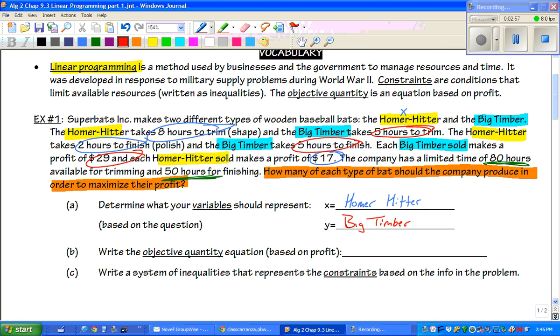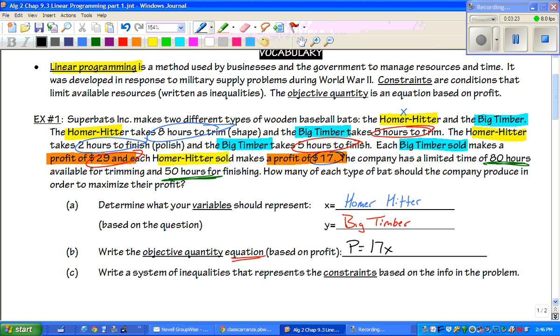Now, write the objective quantity, and it's going to be an equation based on the profit. So we have to go back and find where they are talking about profit. That's right here, when they're talking about a profit of 29 and a profit of 17. So the profit equals 17x plus 29y, because depending on how many of those bats they sell, that's how much money they make.